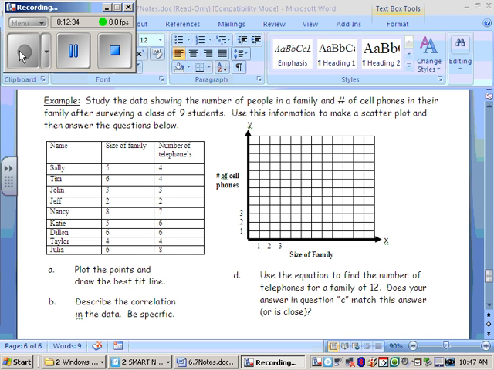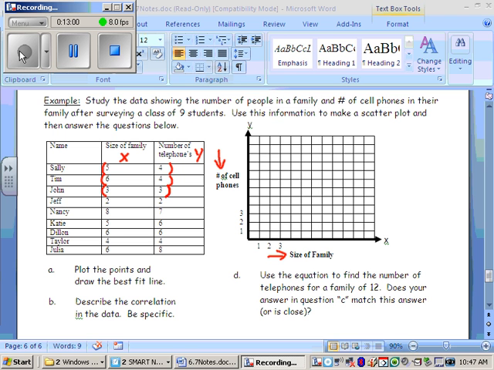So you will see, if you look at the graph, the size of the family is on the x-axis and the number of cell phones is on the y-axis. So looking over at the table, the size of the family would be the x and the number of telephones would be the y. So each of these represents an ordered pair that will go on the graph. So let's graph these 9 ordered pairs.